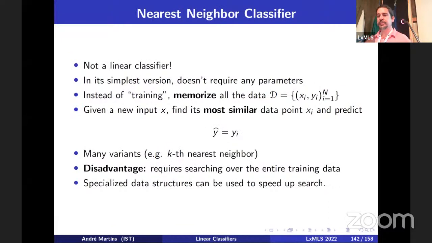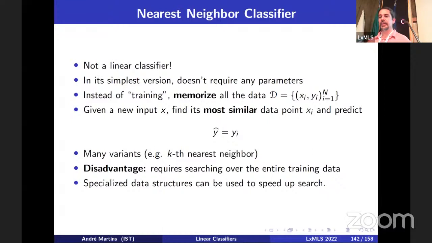So let's start with the nearest neighbor classifier. How many of you have heard about the nearest neighbor classifier before? Okay, it's almost everyone. So the nearest neighbor classifier is not, in general, a linear classifier, but it's a very, very simple classifier. It works as follows. You memorize all the training data. Usually it boils down to having efficient data structures that are able to represent your training data efficiently if you have a lot of data.